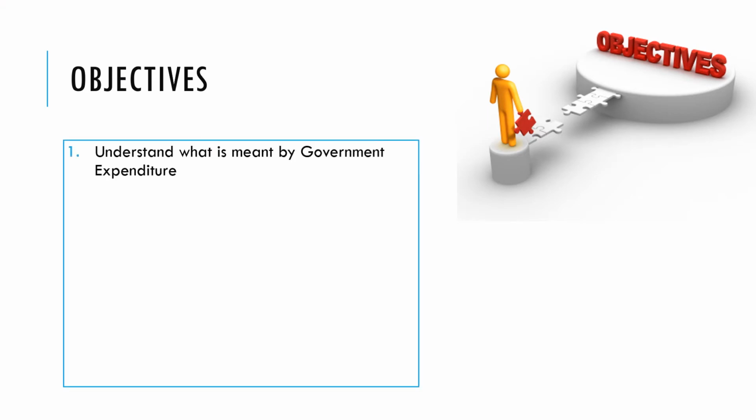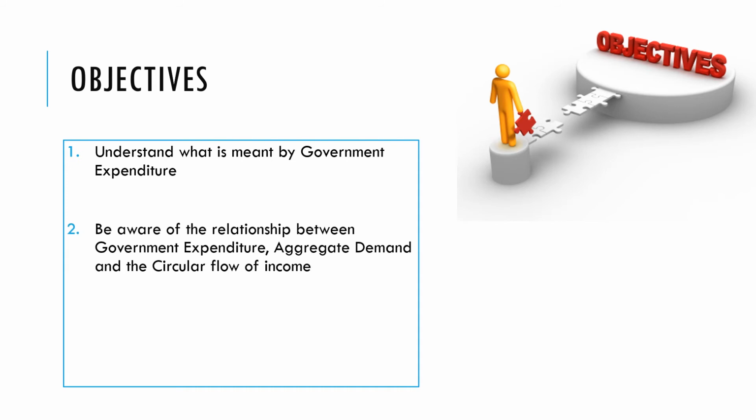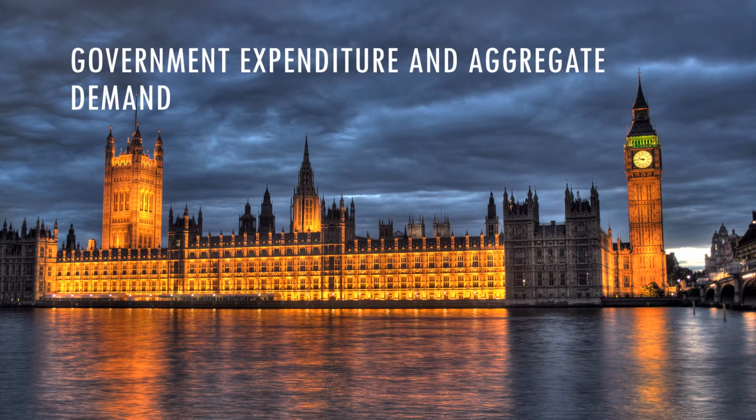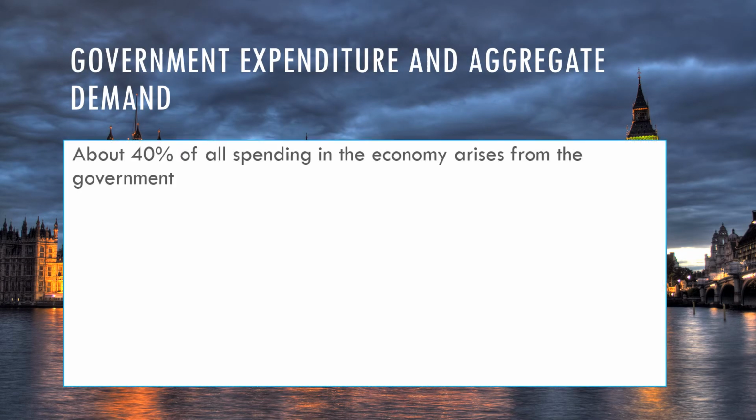So we've looked at what is meant by government expenditure and looked at some of the figures behind the UK's current position. Now let's look at government expenditure, the relationship between that and aggregate demand and circular flow, before moving on to the influences of government expenditure. So government expenditure and aggregate demand. Well, the government accounts for about 40% of all spending in the economy.